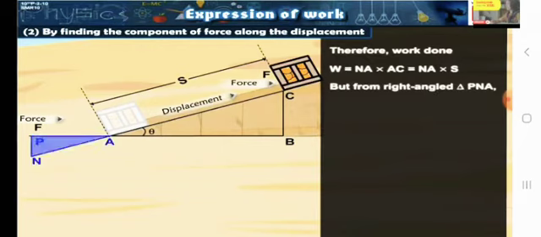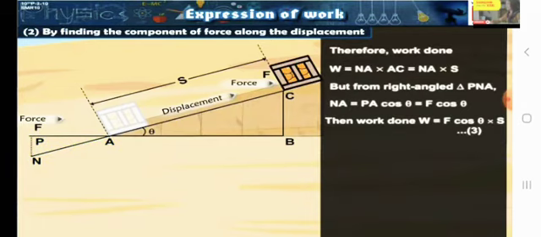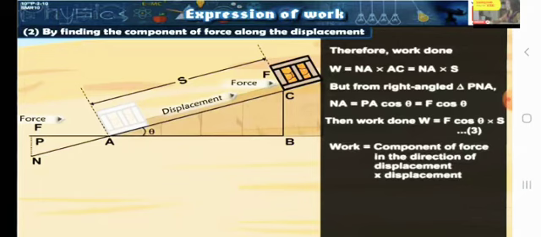But from the right-angled triangle PNA, NA = PA cos θ = F cos θ. Then work done W = F cos θ × S. Let this be equation 3. Or work = component of force in the direction of displacement × displacement.